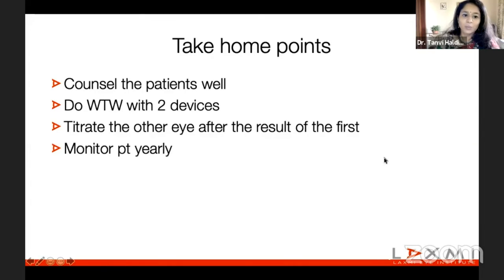Having said that, I want to say that we need to monitor our phakic patients yearly. We now know that there is a regression over years, and that there is reduced vault in the follow-ups. So we need to have a look at them every year. The white to white should be confirmed with 2 devices, and it is a good idea to titrate the other eye based on the results of the first. This is a patient of ours who we operated on in 2000, and we are still following up.